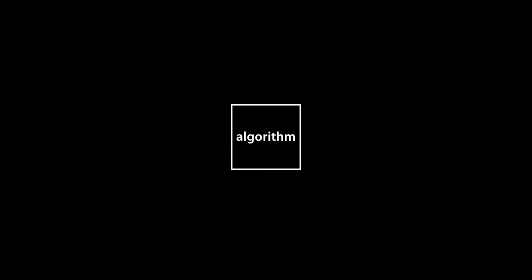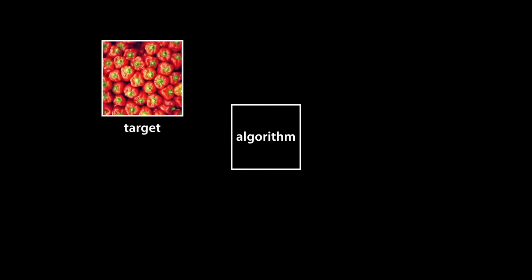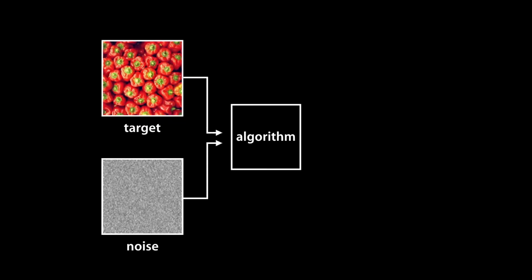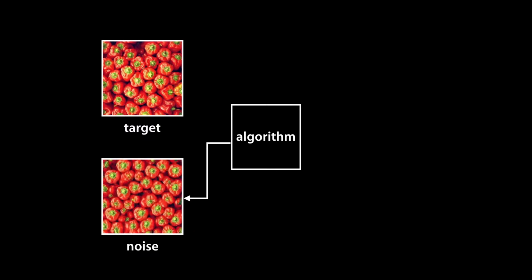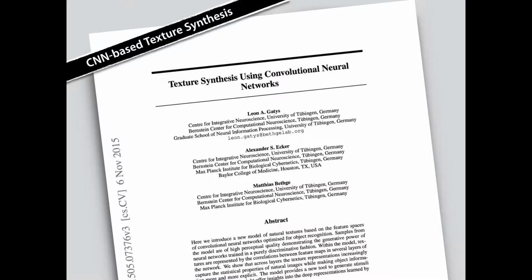Modern approaches of texture synthesis consist of an algorithm that takes in as input a target texture and white noise, and modifies the white noise until it matches the spatial statistics of the target texture. In other words, synthesizing an instance of the target texture. Our work builds off of Gatys et al.'s model of texture synthesis using convolutional neural networks, particularly known for the invention of image style transfer and popularizing neural art.